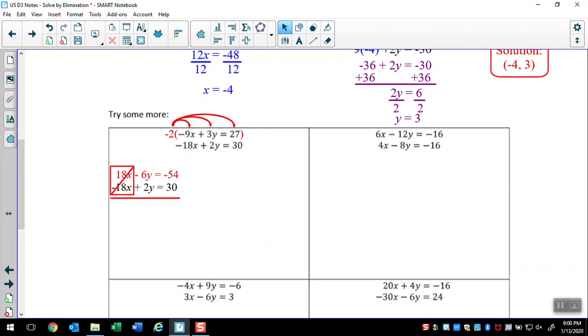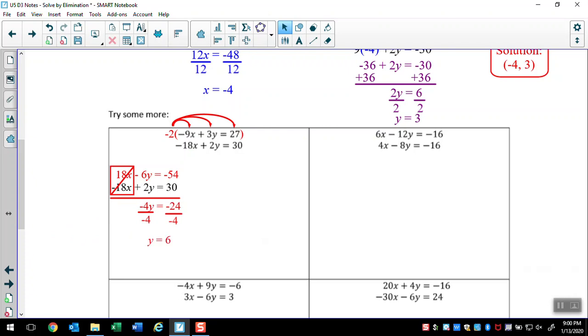So now we can just add our equations together. Make sure you pay attention to that minus sign in front of the 6y. That's really a negative 6y at this point because we've canceled out these 18x's. So negative 6y plus 2y is a negative 4y. Negative 54 plus 30 gives me negative 24. Now I can solve for y by dividing both sides by negative 4. And that gives me y equals 6.